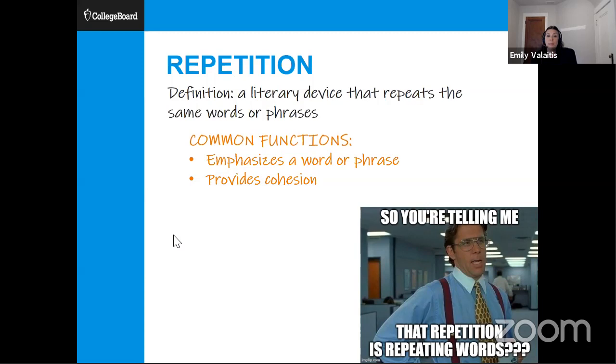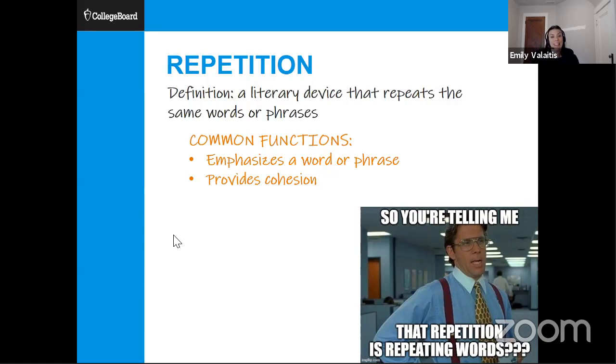Another thing that it can do is provide cohesion, especially if you're looking at a text where the same word is repeated in the beginning, middle, and end. It's going to unify those sections. So it could also provide cohesion from one part of the text to the next. You will see repetition a lot in speeches because it's an auditory device. It's something that you can hear and people remember what they hear. So if something's being repeated frequently, you tend to notice it more in speeches.